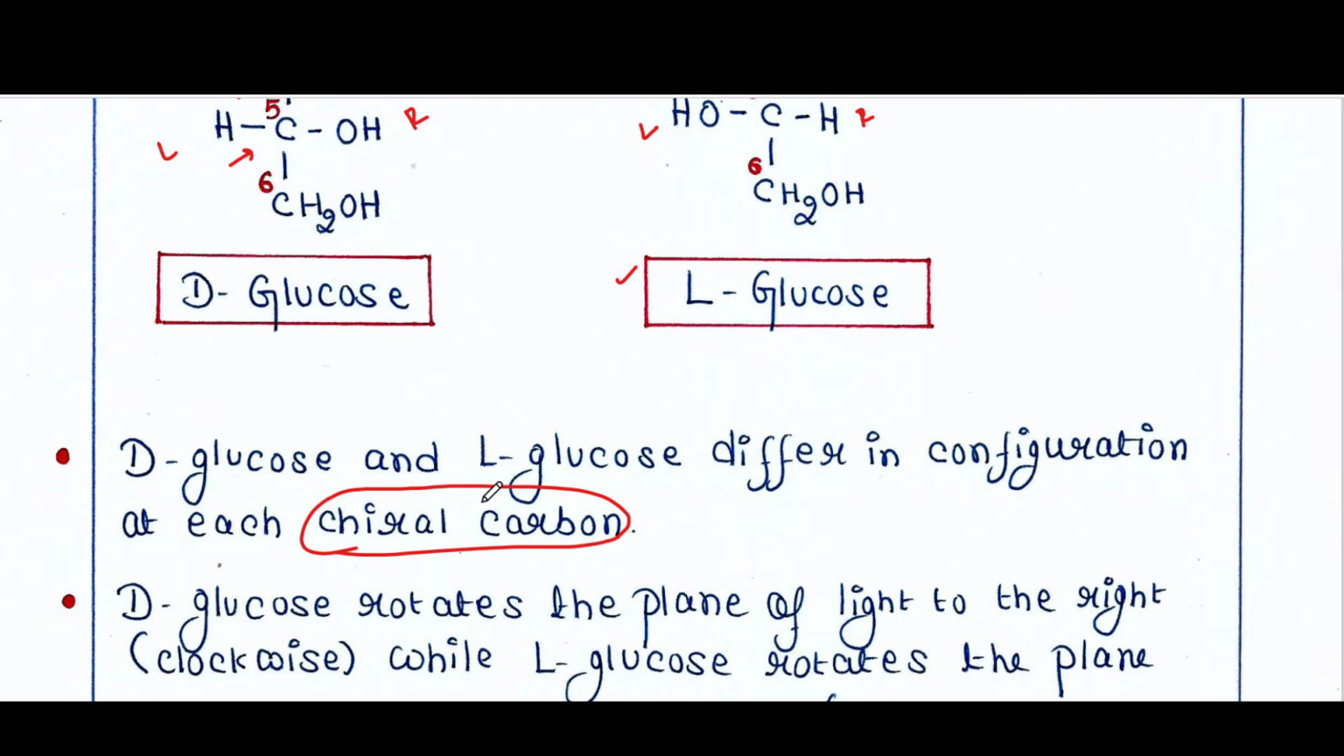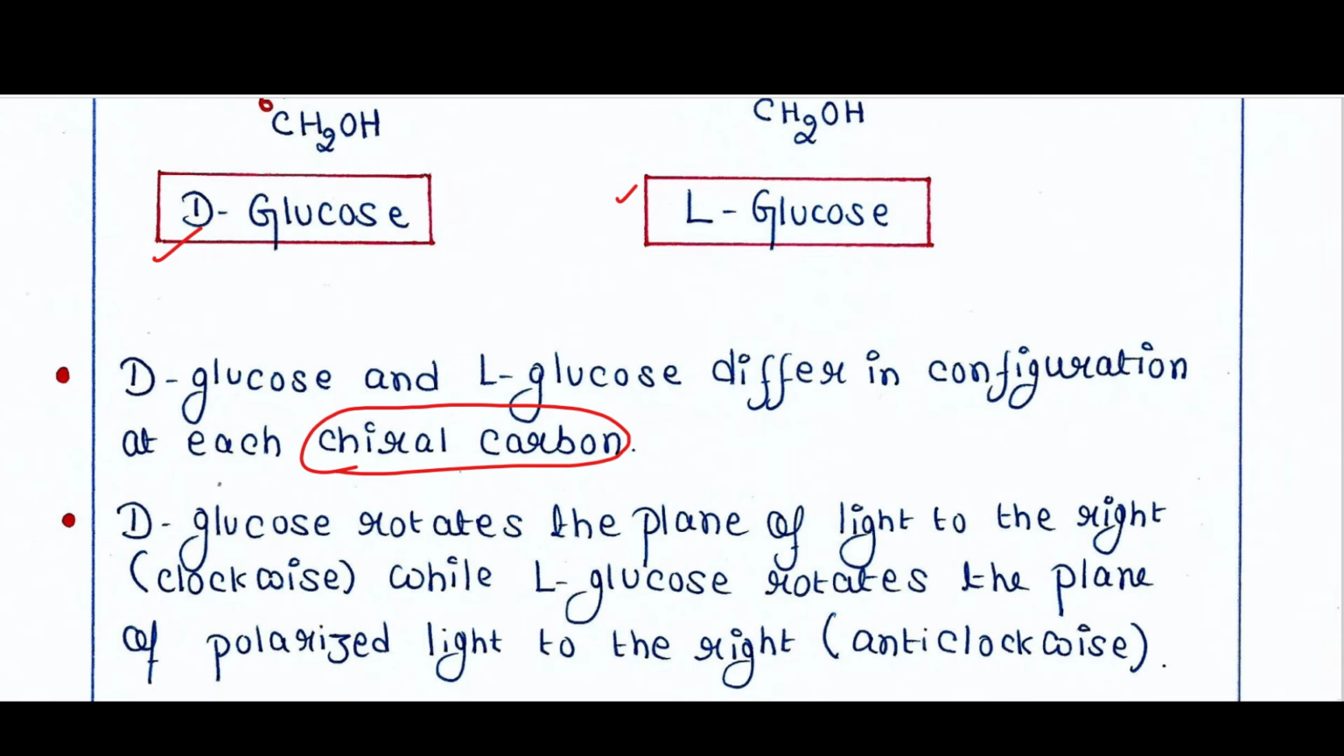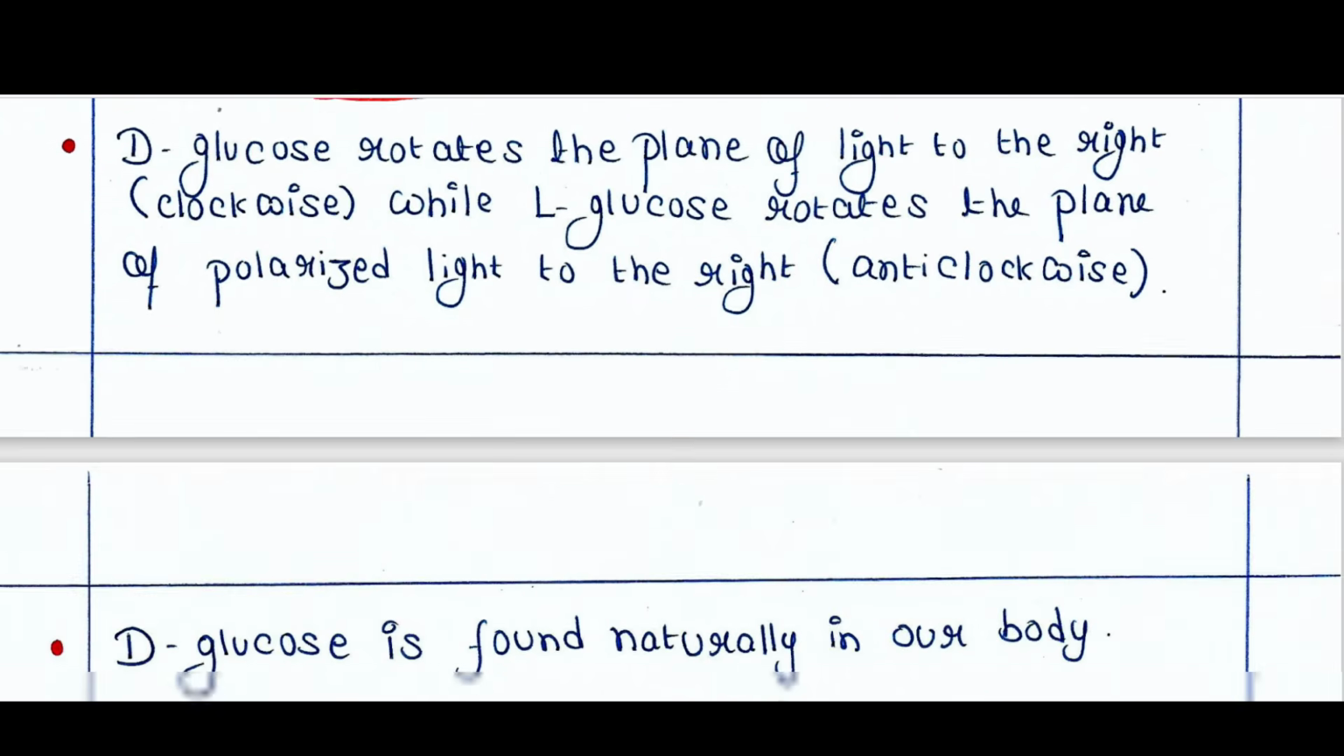Now, D-glucose rotates the plane of polarized light to the right side, that is, clockwise, while L-glucose rotates the plane of polarized light to the left side, that is, anti-clockwise.